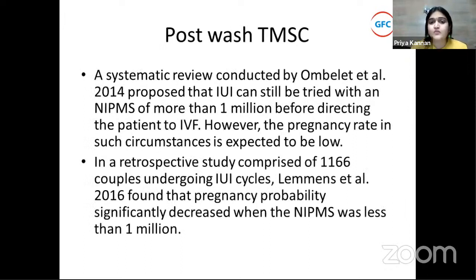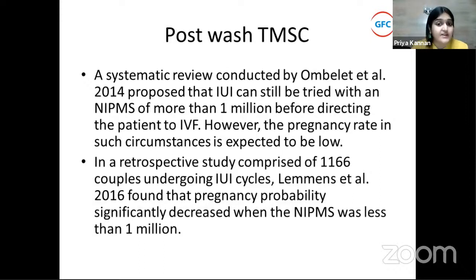A systematic review conducted by Ombelet et al. in 2014, which was a landmark publication for IUI, proposed that IUI can still be tried with a total motile sperm count post-wash of more than 1 million before directing the patient to have IVF. However, they also said that the pregnancy rate in such circumstances was very low.